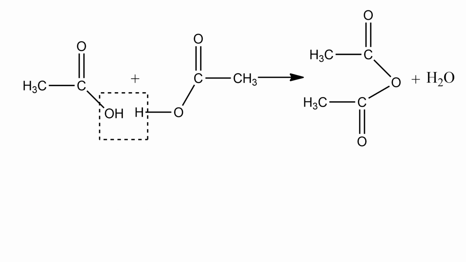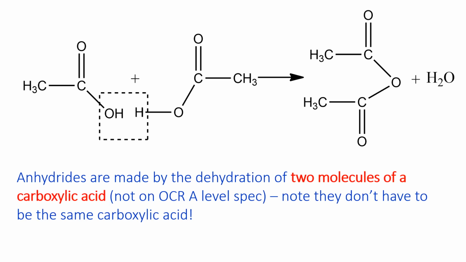So when you make an acid anhydride, you dehydrate 2 molecules of a carboxylic acid, and that causes them to come together and release a water molecule. They don't have to be the same carboxylic acid because, as we said before, the 2 R groups don't have to be identical.